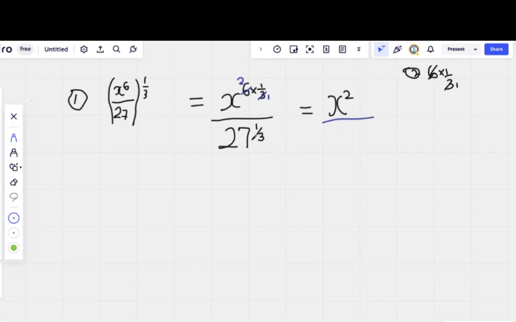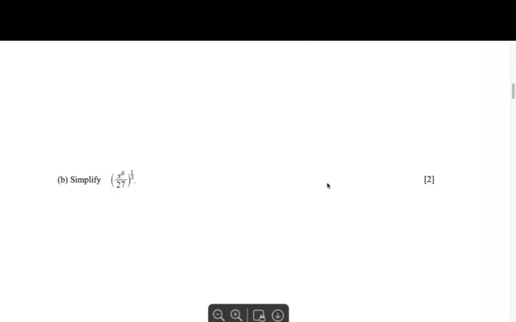All over 27 raised to the power 1 all over 3 means we should find the cube root of 27. And the cube root of 27 means which number you multiply 3 times to get 27. That number is 3, right? So this finally ends up with x to the power of 2 in our numerator over the denominator 3. This is our final answer. Is that okay? Yes. Okay. Now let's take another question.